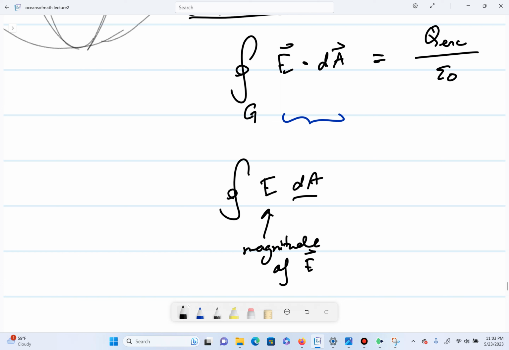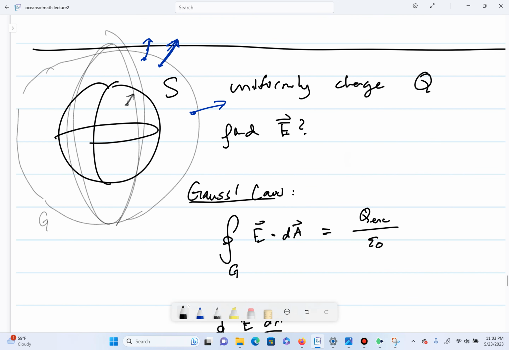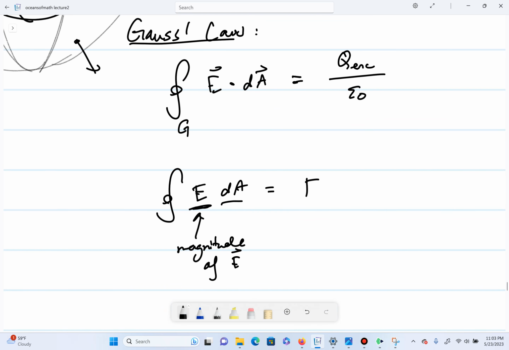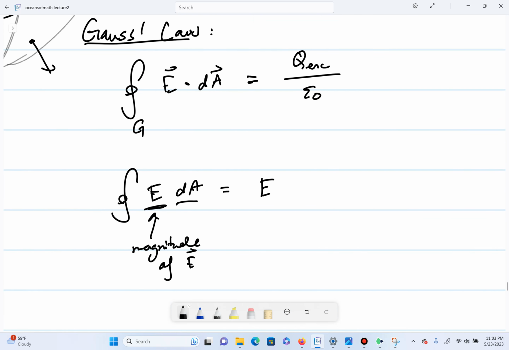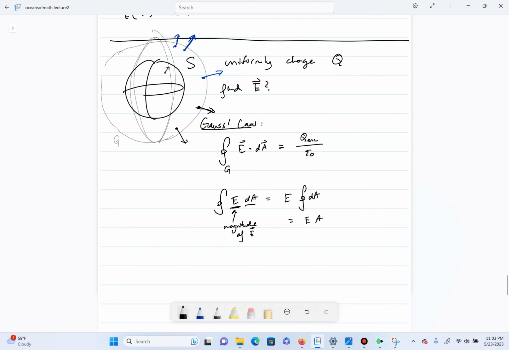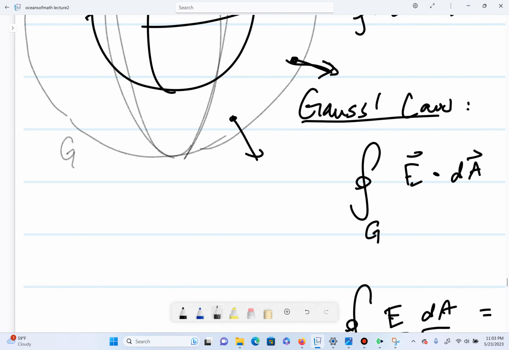And as we talked about earlier, dA is the magnitude of this dA vector here. And E is just a constant because it's radially symmetric. Everywhere it's going to have the same magnitude. The only thing that's going to change is the direction. And so I can just pull the E out. It's the magnitude of the electric field at a fixed radius. And now I have the surface integral of dA. This surface integral of dA, I'm just summing all of the differential area elements over the whole surface. Well, that's just the area of the whole surface. So that's E times the surface area of the Gaussian sphere. Let's call the Gaussian sphere to have radius R.